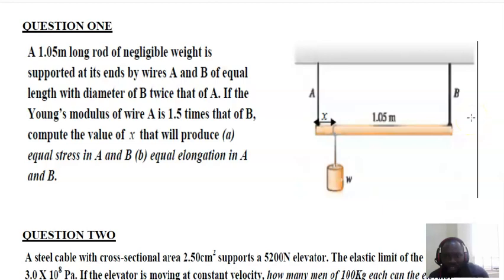And we're told that the wires are of equal length, but the diameter of B is twice that of A. Now, given that the Young modulus of A is 1.5 times that of B, we have to compute the value of this x. This x here is from the point at which the weight is attached to the rod to the end of where the wire A meets the rod. We should find x that will produce equal stress in A and B and equal elongation in A and B.